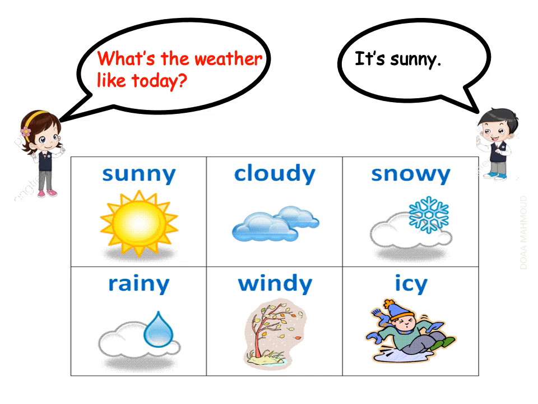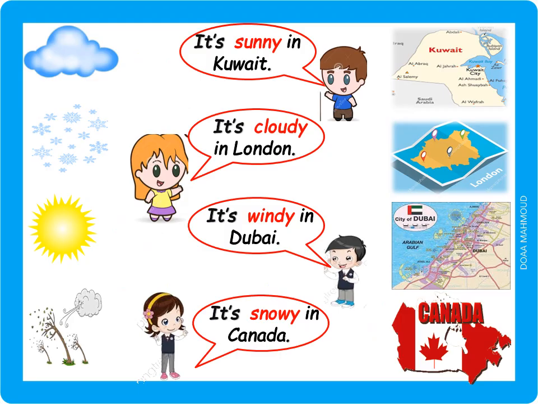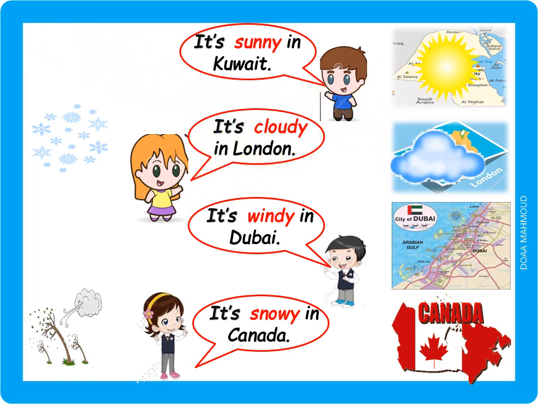Look here. What is the weather like today? For example, it is sunny. It is sunny in Kuwait, or it is cloudy in London. It is windy in Dubai. It is snowy in Canada. So when I say what is the weather like, you can say it's sunny, it's cloudy, it's windy, it's snowy, and so on. Okay?